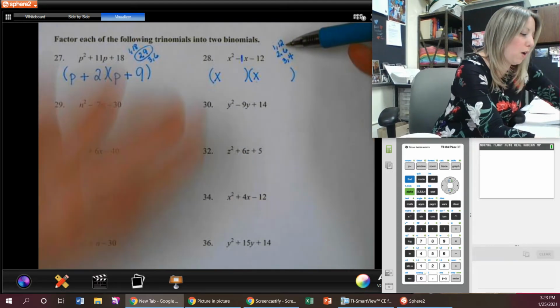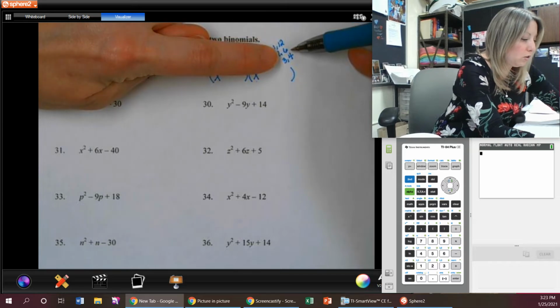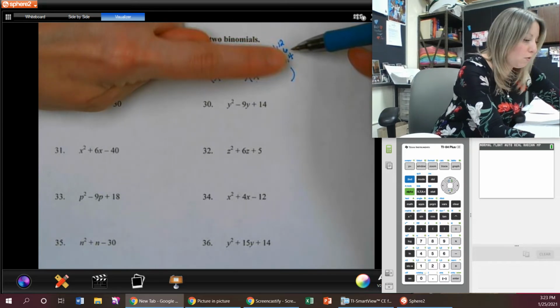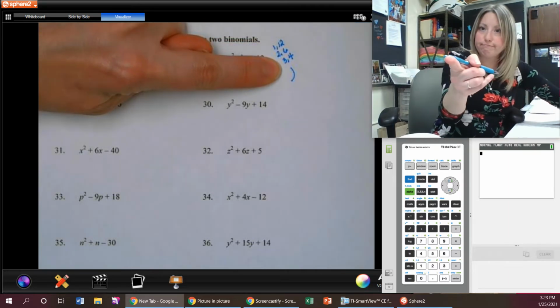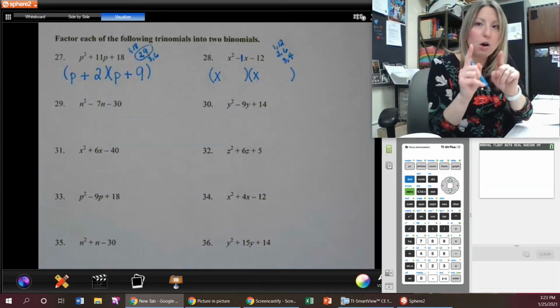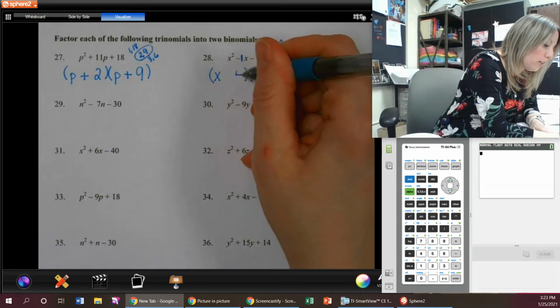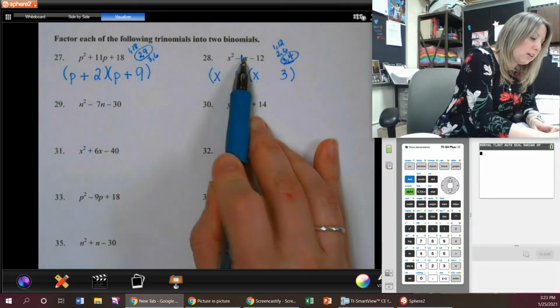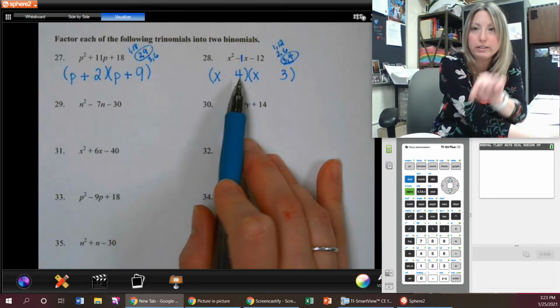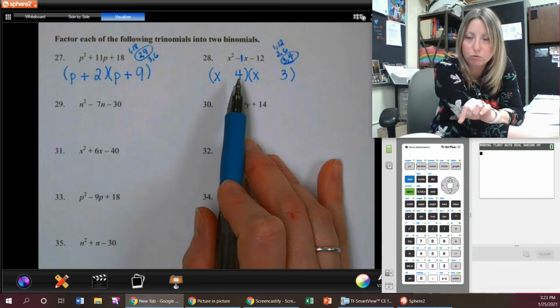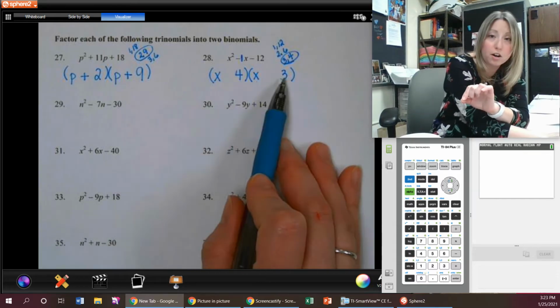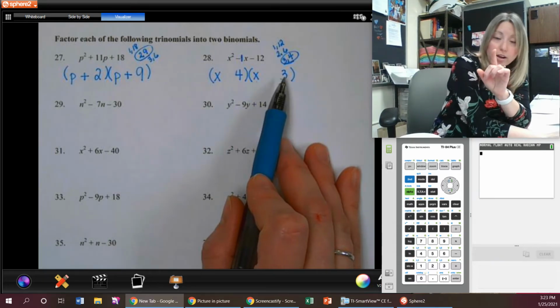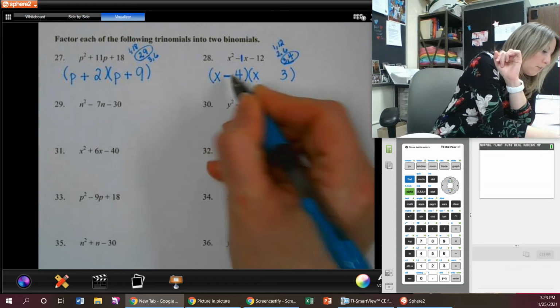Now, 12 minus 1 is 11. 6 minus 2 is 4. 4 minus 3 is 1. So 4 and 3 are my numbers then. But how can that 1 be negative? Well, the bigger factor always has the same sign as the middle for this reason. What's bigger, a 4 or a 3? Right, so the 4 has to have the same sign as the middle.